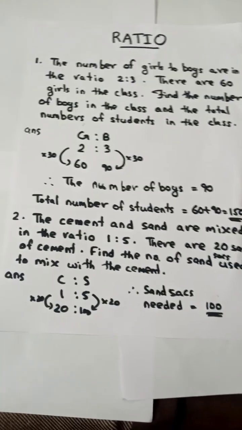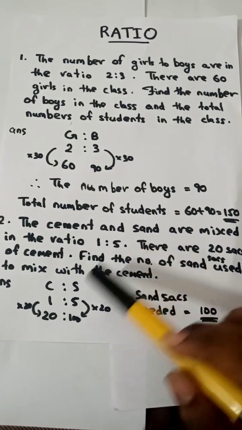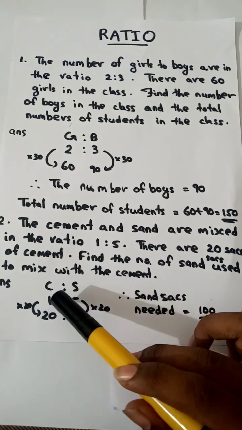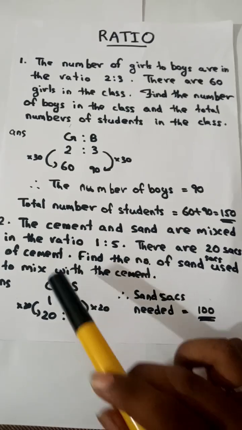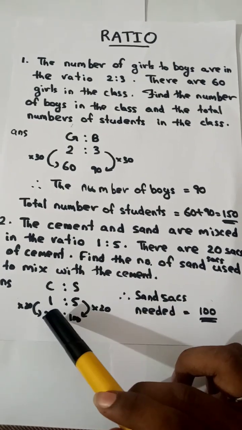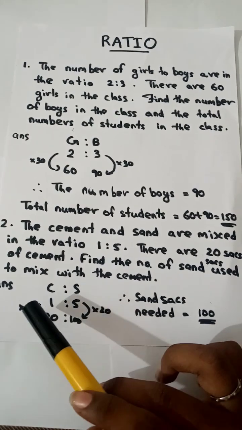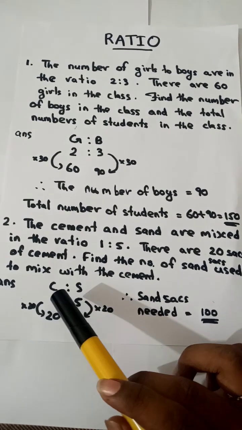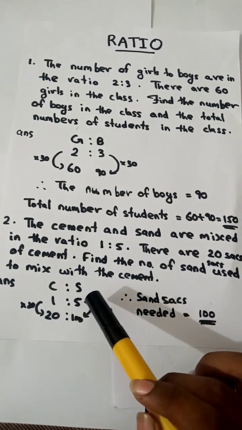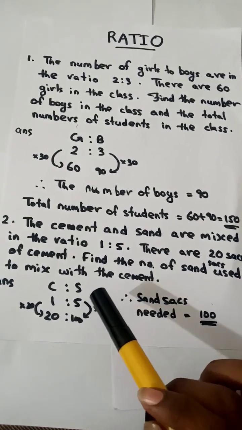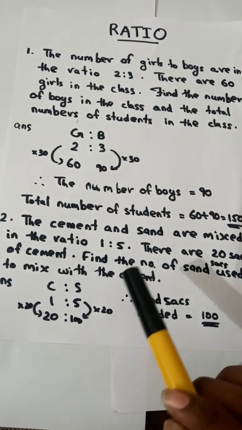We can move on to the answer. Cement is to sand is in the ratio 1 is to 5. There are 20 sacks of cement, so writing 20 in cement's place. Converting 1 to 20, we want to multiply it with 20. 1 into 20 is 20. So we want to multiply the same number in sand's place, so that we can get the total amount of sand used for mixing with the cement.